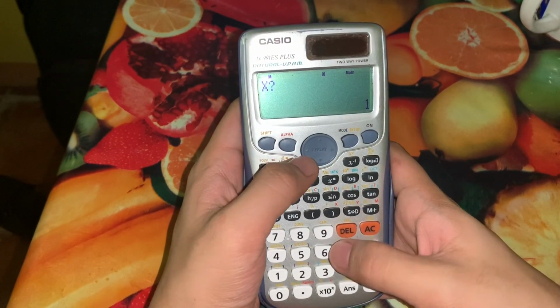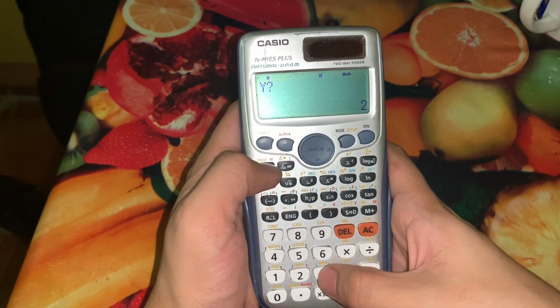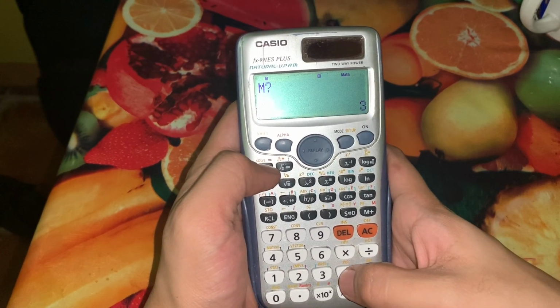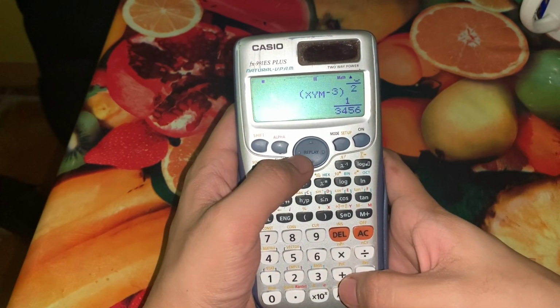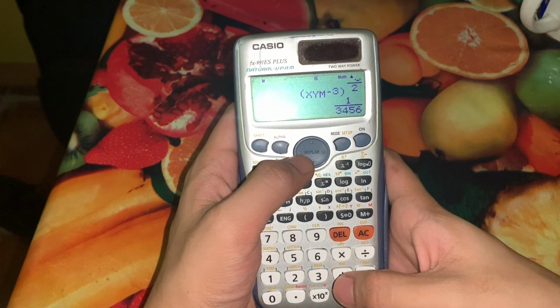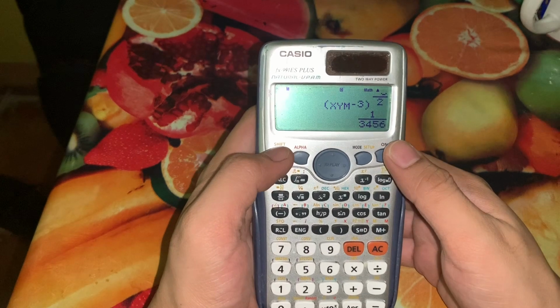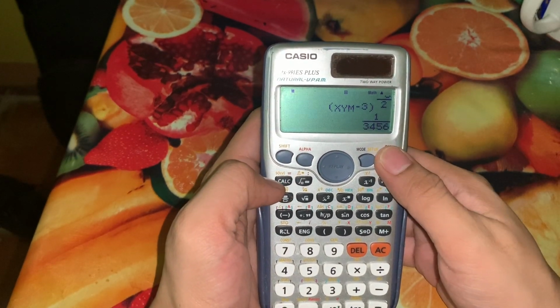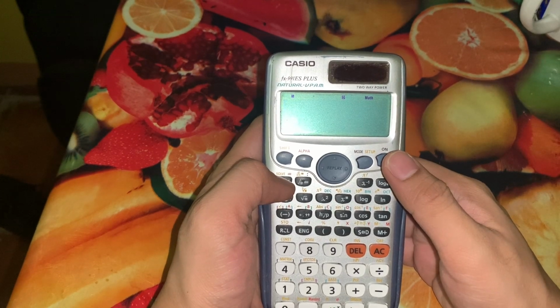So let's calculate. The value we set for x is 1, for y is 2, and for z or m is 3. We get 1/3,456. Let's remember this value. Then let's go back to the choices, starting with A. A is 1 over x squared y to the 7 z cubed.